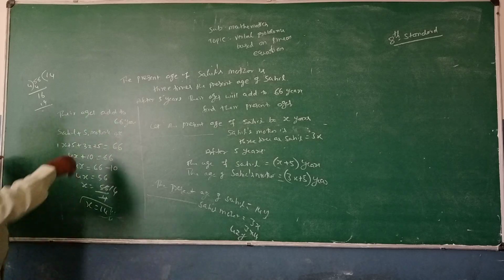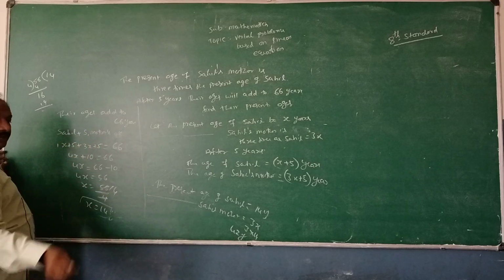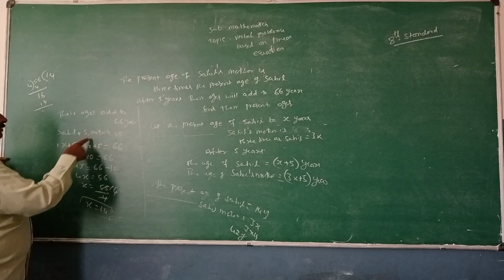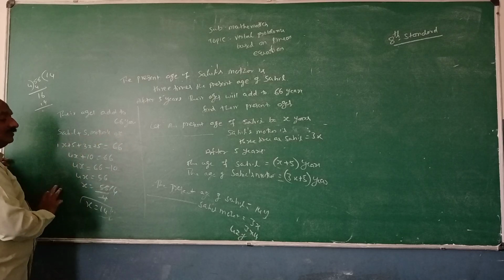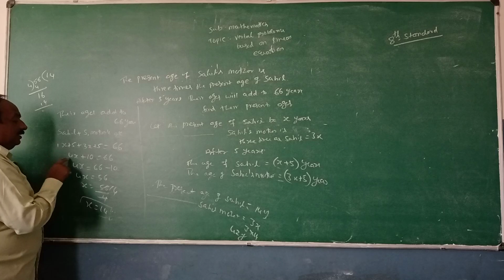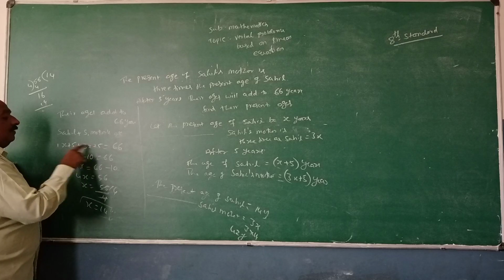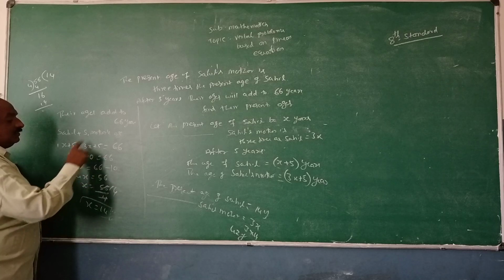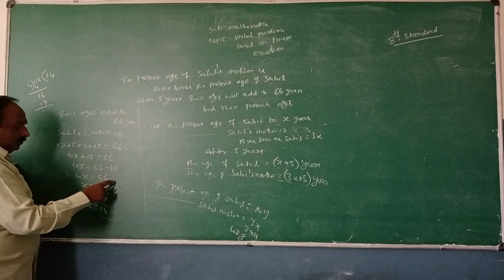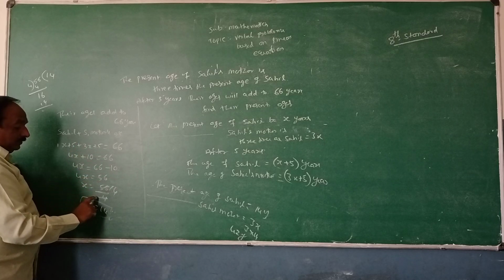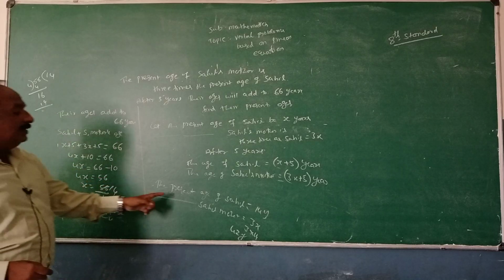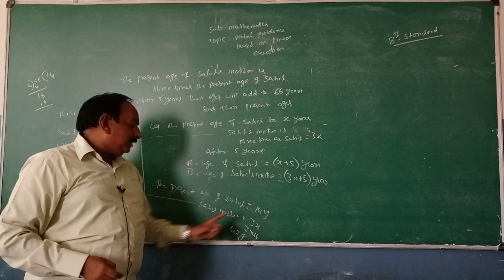Their ages add up to 66 years. Sahil's age plus Sahil's mother's age: x plus 3x plus 5 is equal to 66. 3x plus 1x is 4x, and 5 plus 5 is 10, so 4x plus 10 is equal to 66. 4x is equal to 66 minus 10, so 4x is equal to 56. x is equal to 56 by 4, x is equal to 14. So the present age of Sahil is 14 years.